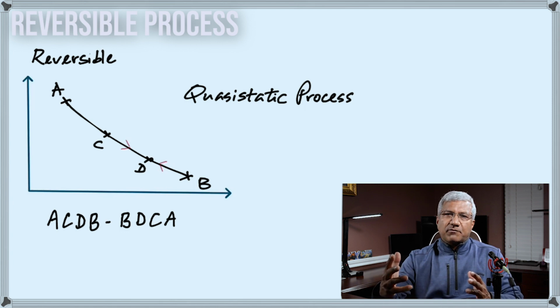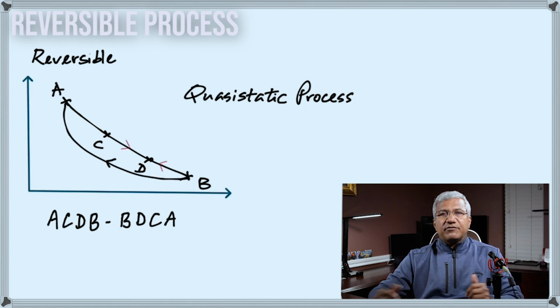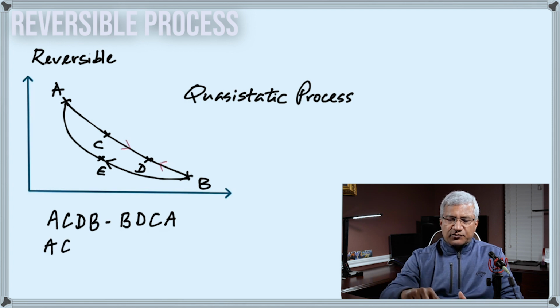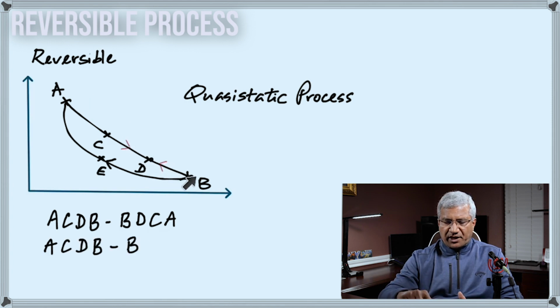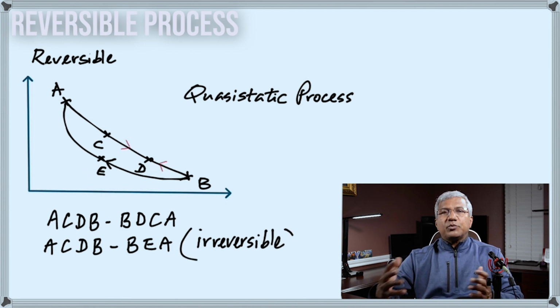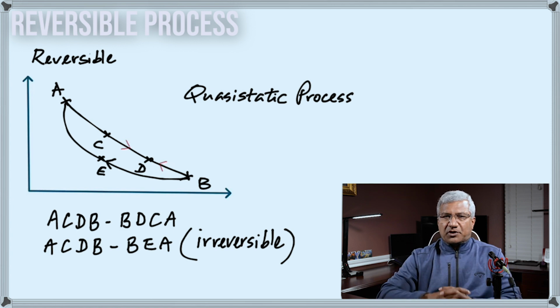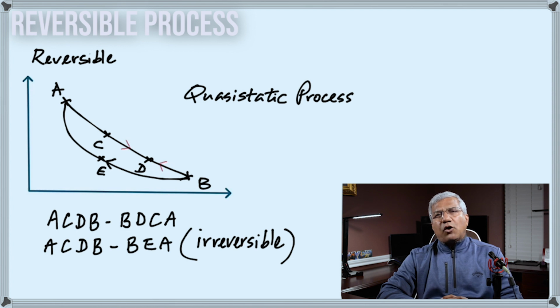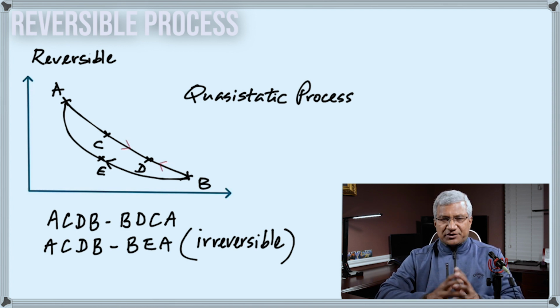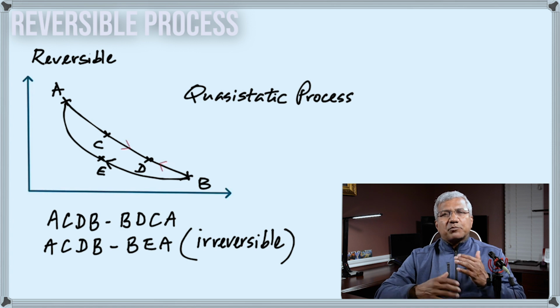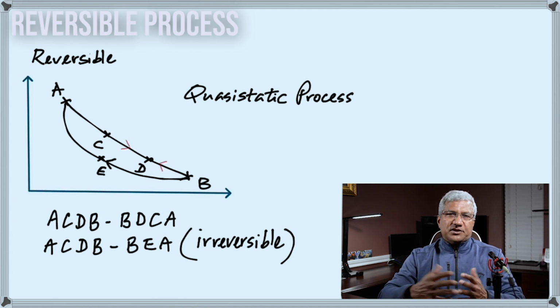That's a reversible process. But in an irreversible process, the system goes from A to B along this path, but when it goes back to A, it passes through some other states, for example, E, and gets to A. So we say ACDB, BEA is an irreversible process. Really, all processes in nature are irreversible. Well, we can approximate many to be almost reversible, but in practice, they are actually irreversible processes.